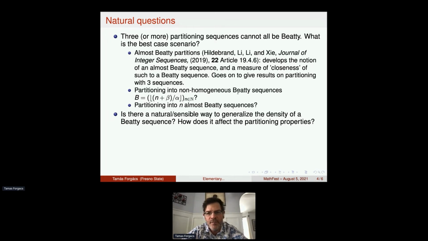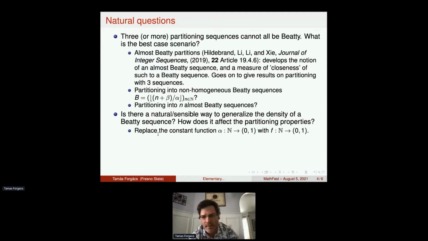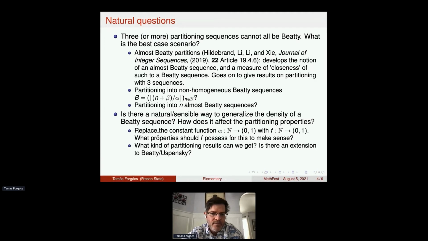But what we were looking at is, instead of looking at the number of Betty sequences and understanding what it means not necessarily to be Betty, we tried to generalize the notion of the density. So instead of thinking about the density as a constant, you could think about that as a function, and then ask yourself, okay, what properties of this function would even make sense, so that the questions still are sensible to ask. And once you answer that, then go and try to find out what kind of partitioning results you can get.